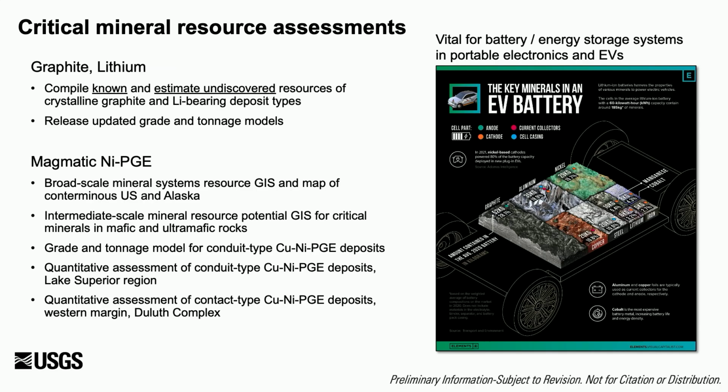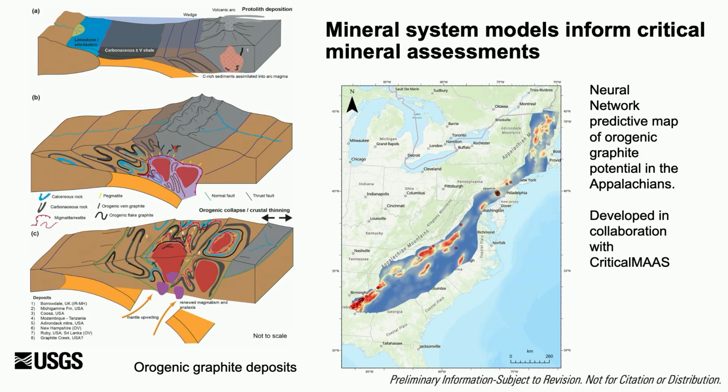So very quickly, I'd just like to share a preview of some critical mineral assessments currently in the works. These include crystalline graphite and lithium-bearing deposit types and magmatic nickel PGE, commodities that are vital for battery and energy storage systems in portable electronics and EVs. Here's an example of a neural network-based predictive map of orogenic graphite potential in the Appalachian Mountains. It was developed using the critical mass TA3 models.